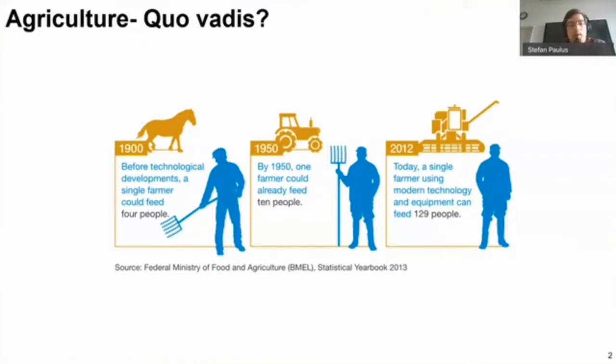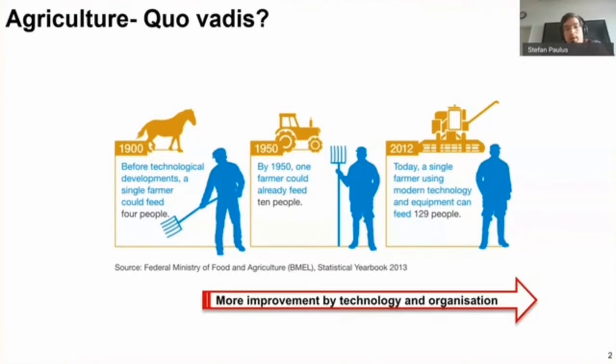So in the 1900s, we had 4 people fed by one farmer. In the 1950s, we had 10 people, and today we have more than 100 people. And how is this possible? This is only possible by improving technology and organization.